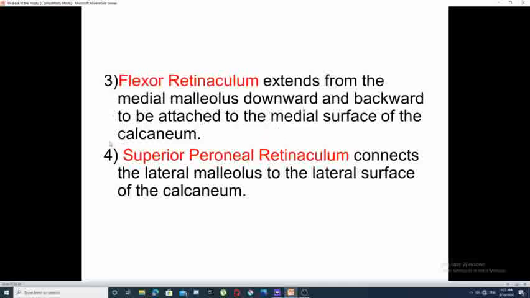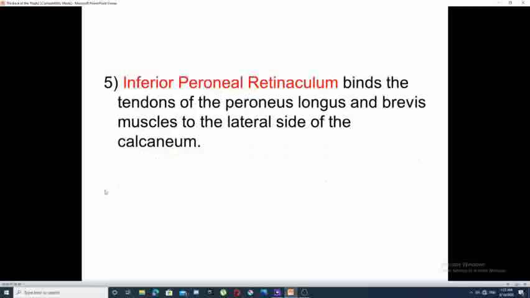The third type of the retinacula is called the peroneal retinaculum. The peroneal retinacula are the superior peroneal retinaculum, which connects the lateral malleolus to the lateral surface of the calcaneum, and the inferior peroneal retinaculum, which binds the tendons of the peroneus longus and brevis muscles to the lateral side of the calcaneum.